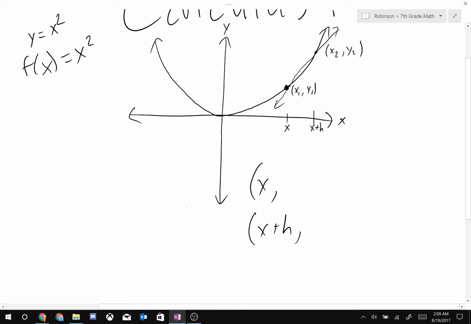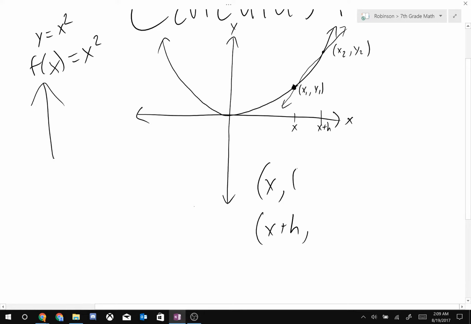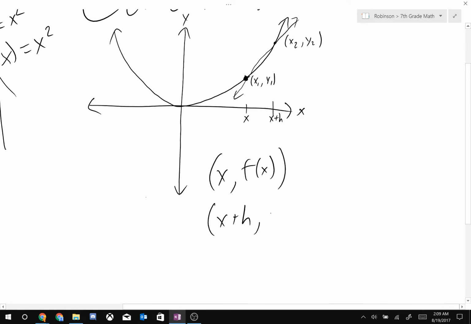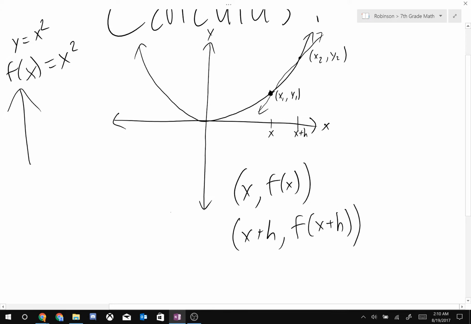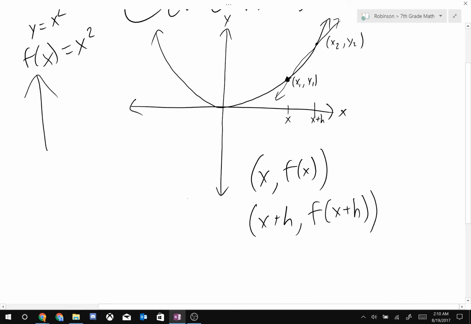Okay, so now I'm going to talk about it in terms of f of x. Well, we would have x and f of x, because y is equal to f of x. The second point would be x plus h and f of x plus h, or that distance in addition to x. So now, using these 2 points, which are the same as these 2 points, just written differently, let's plug them back into our formula and see what happens.